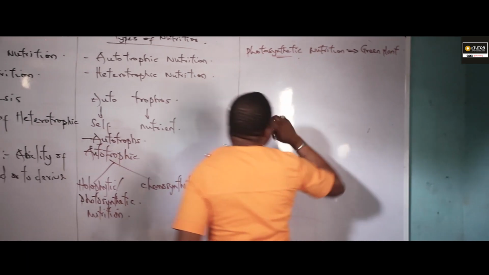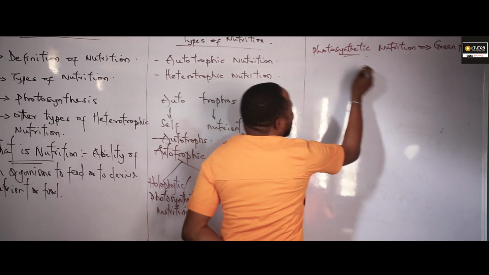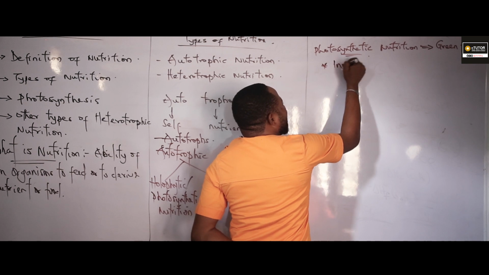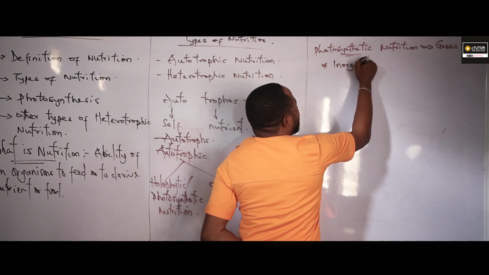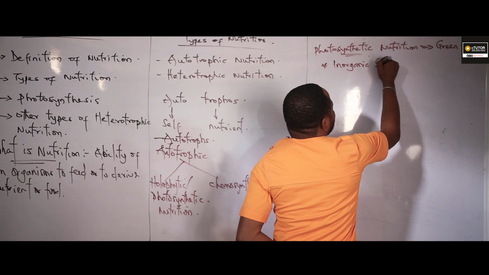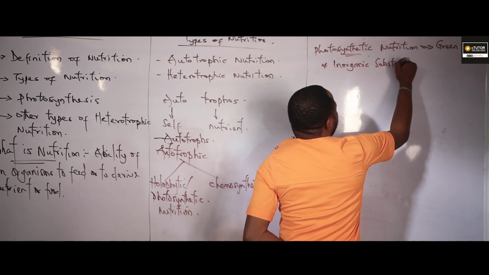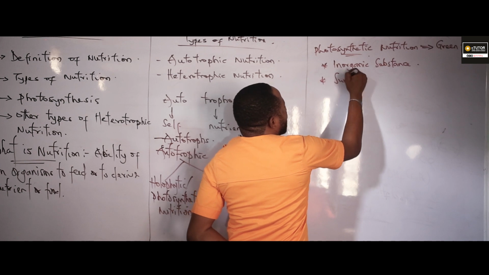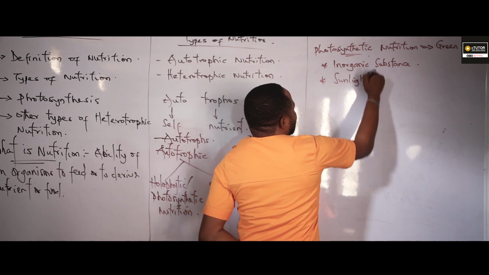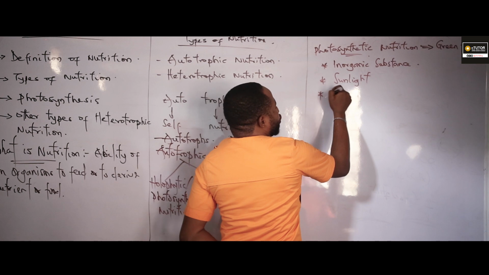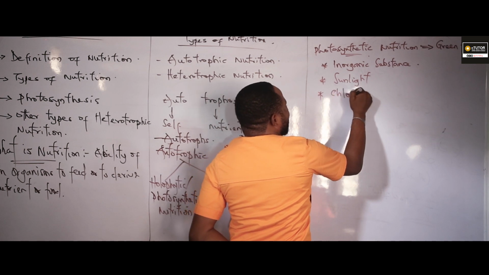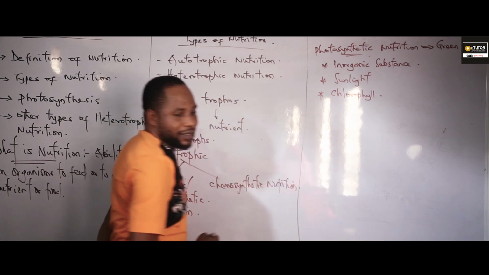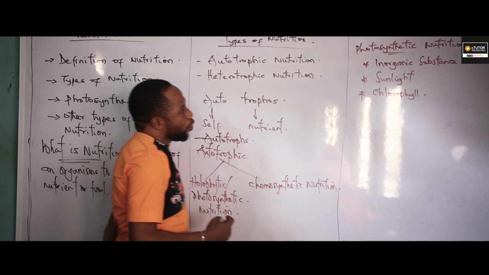Under this, there are some terms that are very important. Number one, the green plant needs inorganic substances. Number two, they need sunlight. And also, they need chlorophyll, a green pigment called chlorophyll. So let's take a look at these three important factors.